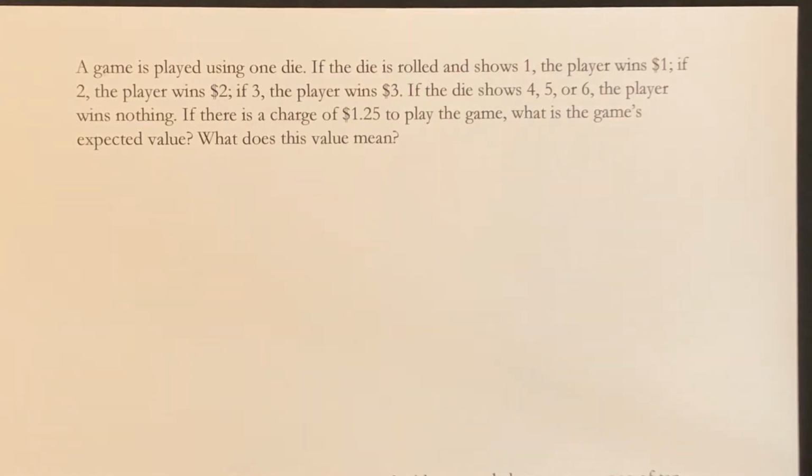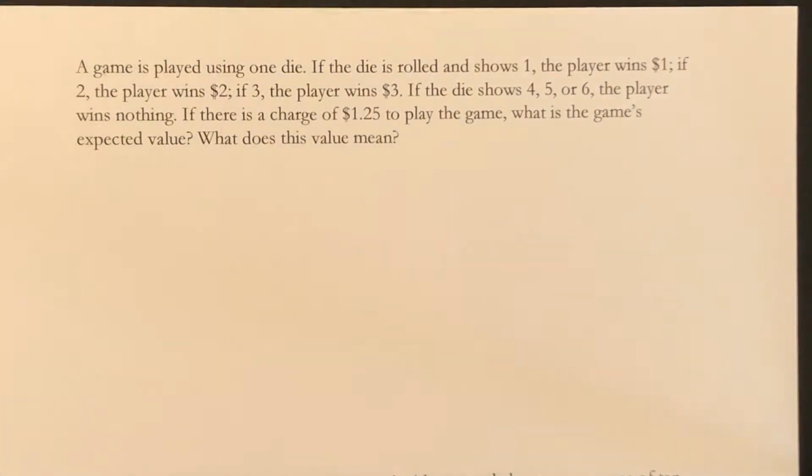This is part 3 of section 11.8. A game is played using one die. If the die is rolled and shows a 1, the player wins $1. If 2, the player wins $2. If 3, the player wins $3. If the die shows 4, 5, or 6, the player wins nothing.